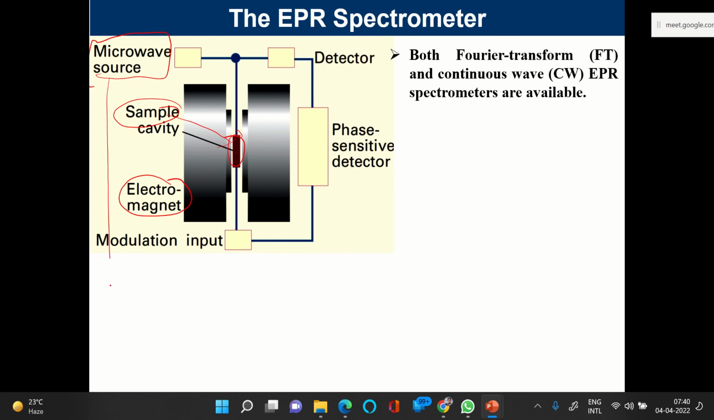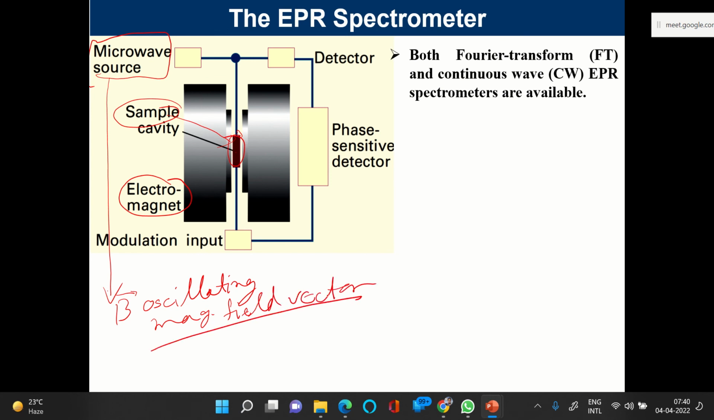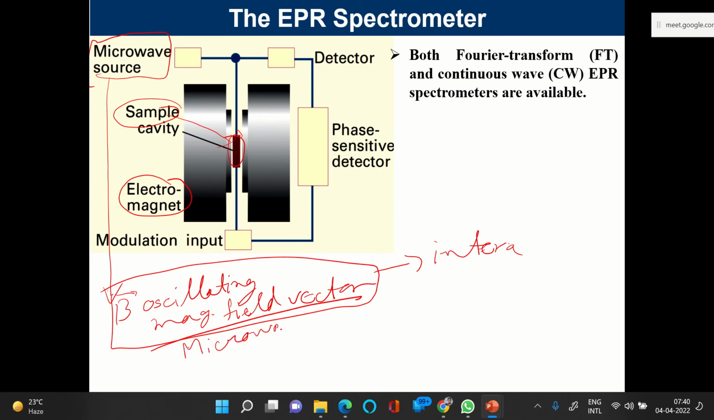So what we are seeing, the microwave source, it is the B naught, the oscillating magnetic field vector. This is what interacts with the magnetic moment of the spinning electron. So microwave radiation has this component in it, and this will interact with the magnetic field, the magnetic moment of the spinning electron.